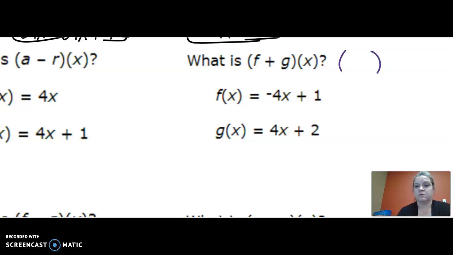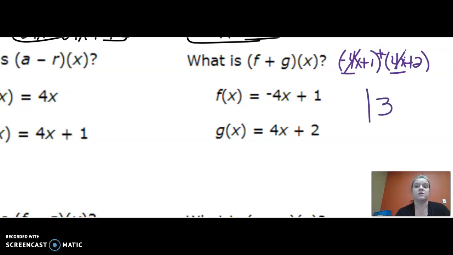F plus G. So negative 4x plus 1, and 4x plus 2. Again, because we're adding, the parentheses weren't necessary, but I went ahead and put them in there. And so negative 4x and positive 4x cancel out. 1 plus 2 is 3, and so 3 is your answer.